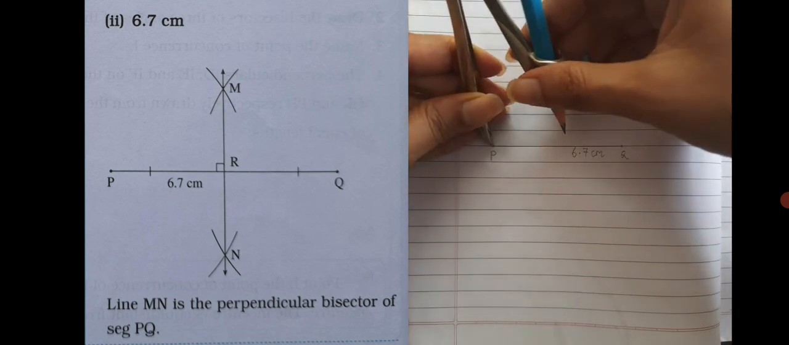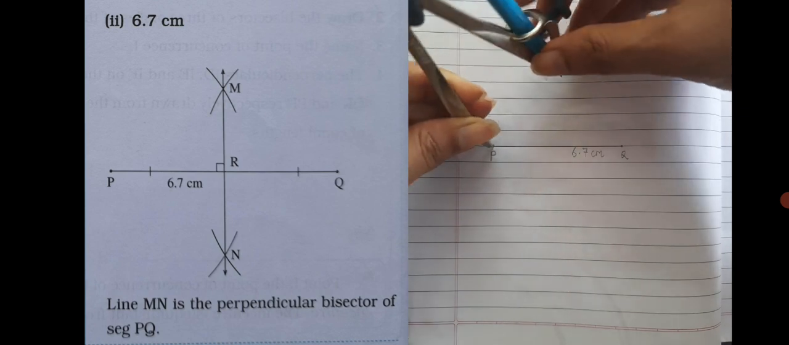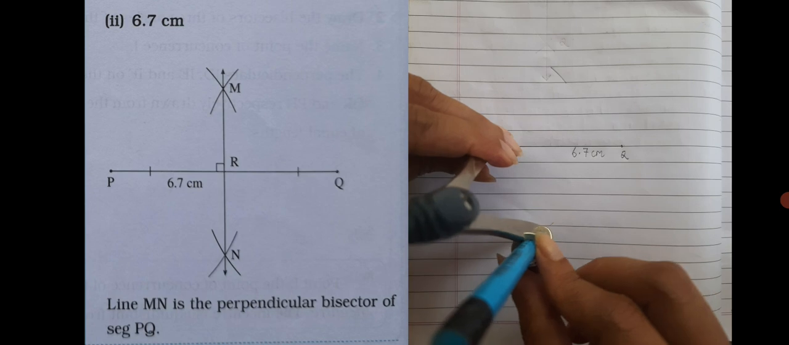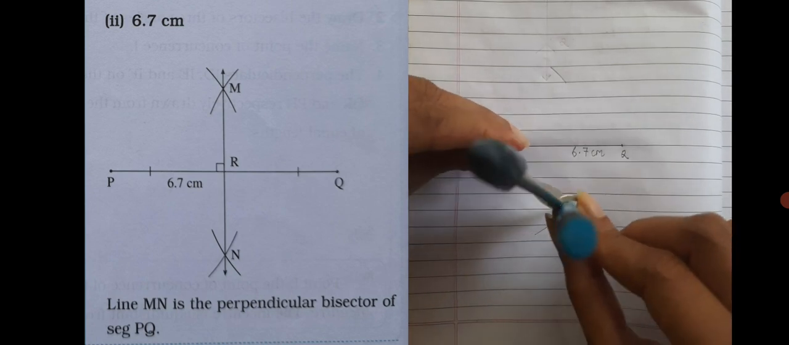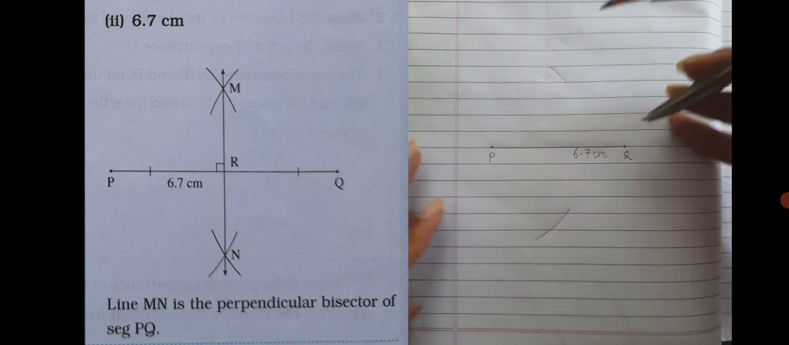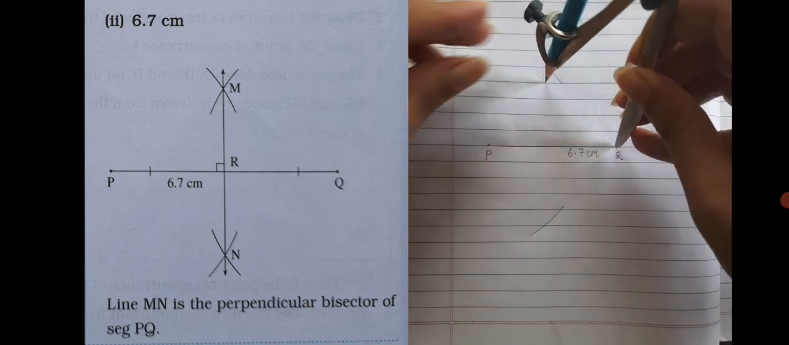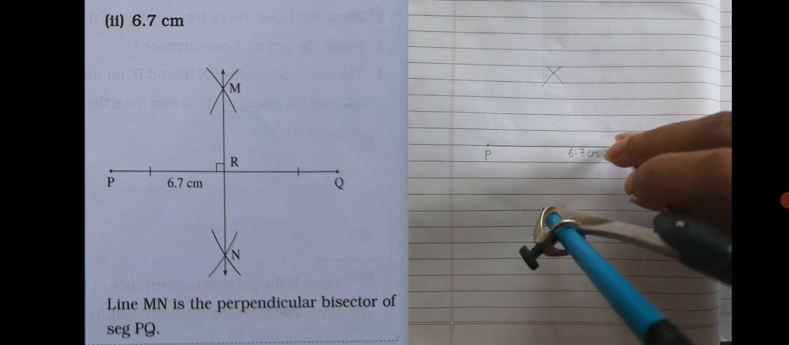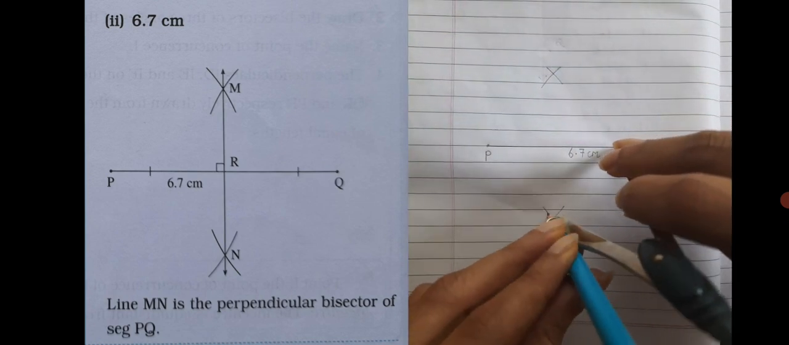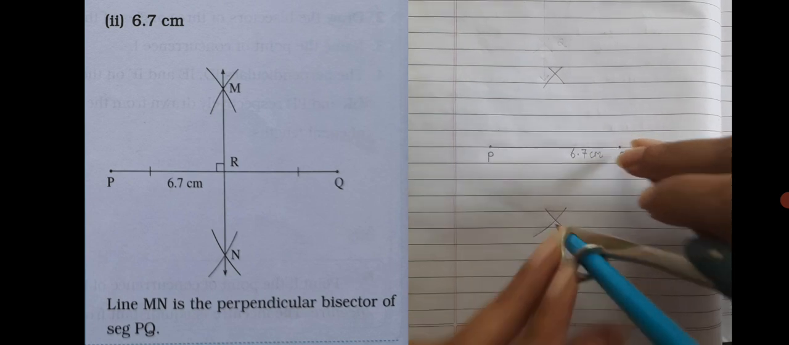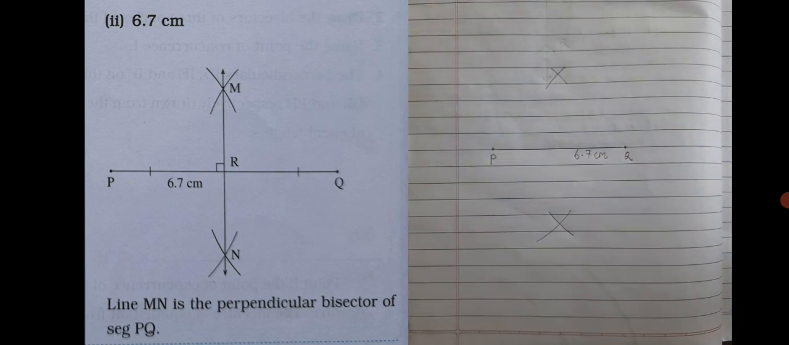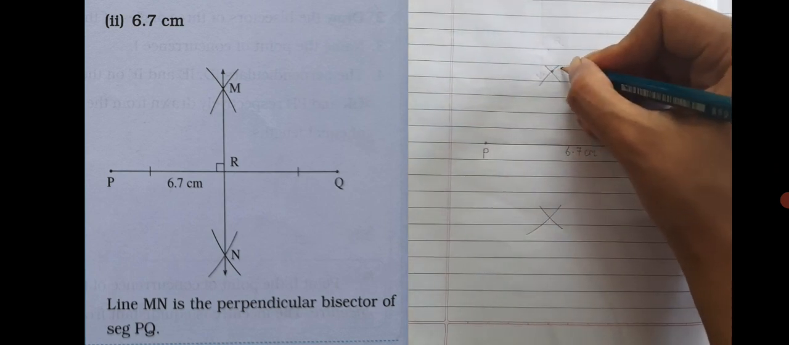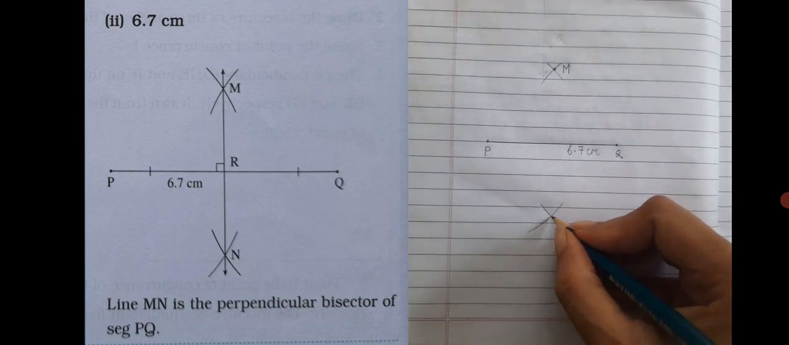Taking the compass in your hand, place the pointer at P, more than half distance, and mark the arc upwards and downwards. Then keep the pointer at Q. Do not shift the distance in your compass. Keeping the distance same, mark the arcs once again upward and downwards so that we can bisect the segment PQ. Now the arcs are intersecting. Name them as point M and point N.